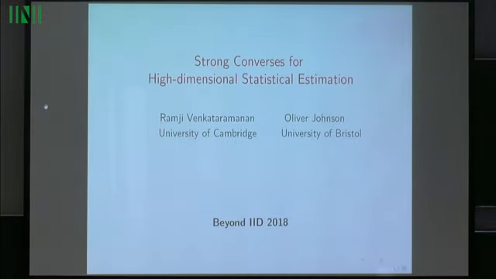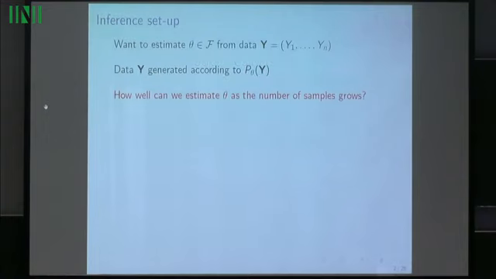Okay, so here's the setup. We have some quantity theta of interest. It belongs to some set F, and we get to observe some data y. Let me call it a sequence y1 through yn, and this y depends on theta because it's generated according to some distribution p theta of y indexed by theta. And the question is, how well can we estimate our quantity of interest as the number of samples grow? So let me give you a couple of examples.